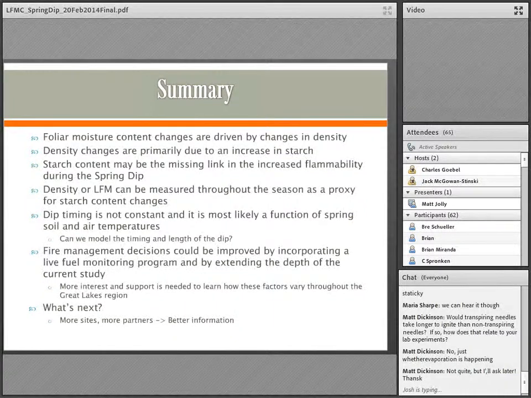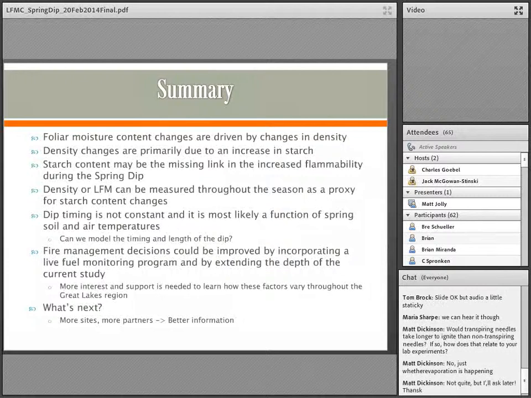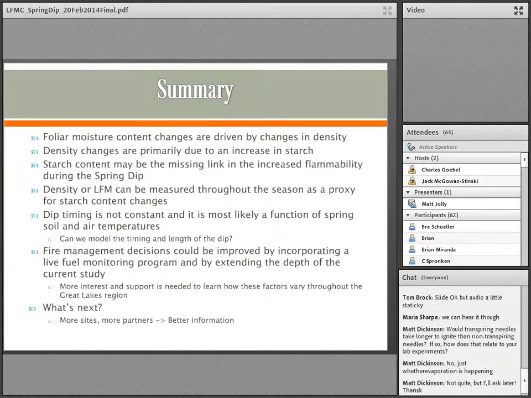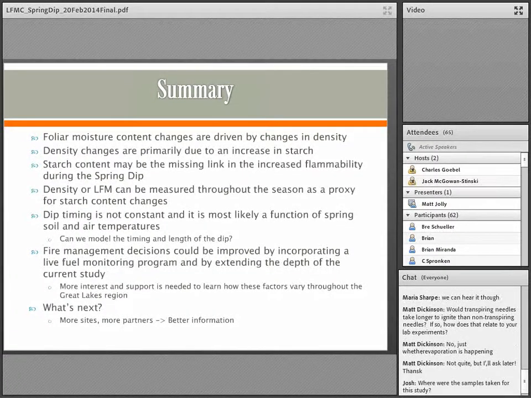The dip timing isn't constant, but we know we can model the timing and length. One of the things that we need is more interest and support from other field folks that want to help us address this question more completely. We have a lot of interest in Minnesota, and we're going to bring some of them on board. We're going to expand our sampling in Wisconsin. Still looking for some folks in Michigan that want to join us in this endeavor.